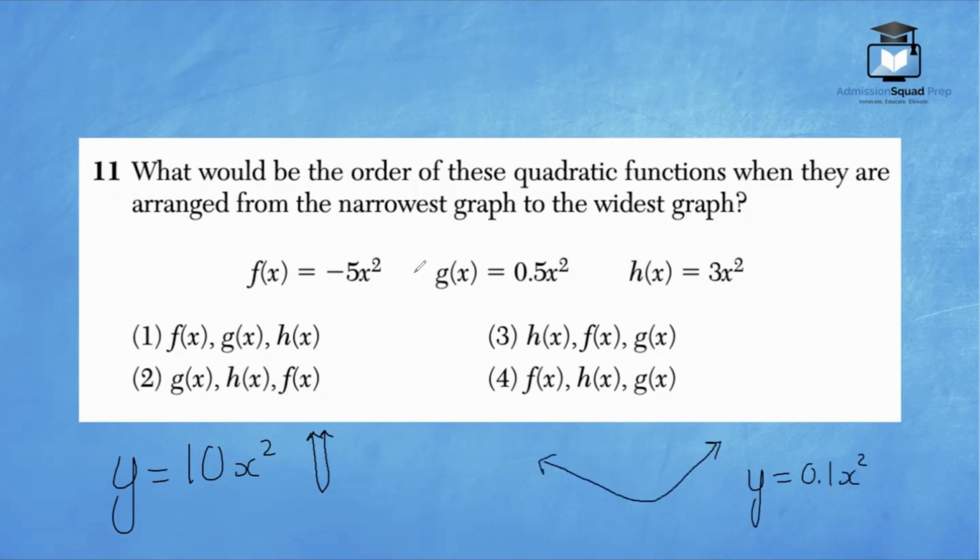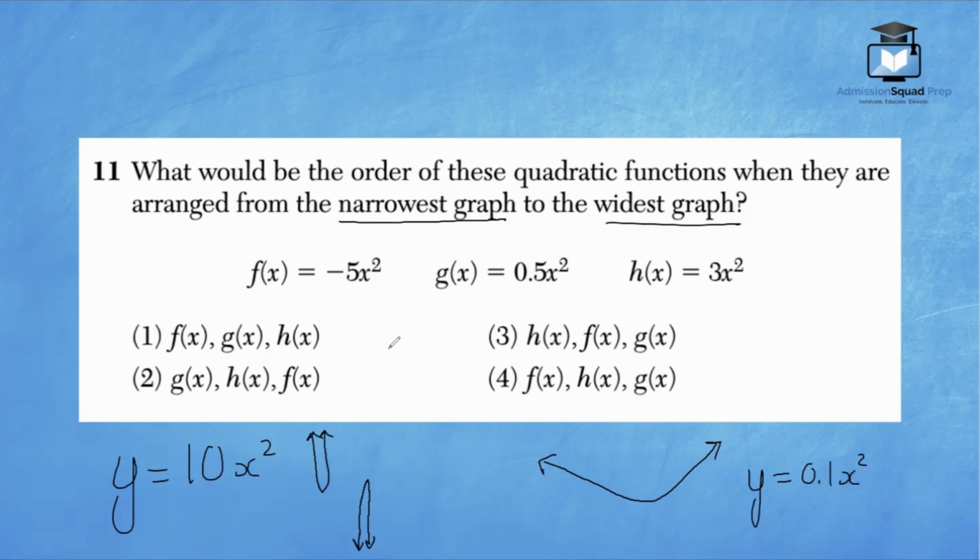So the question is asking us to go from narrowest to widest, which is actually -5. Now, I know you're probably like, isn't -5 less than 3? But we have to think about the absolute value, because even if it's going down, it's still very narrow. So we want to think about the absolute value of the coefficient. Whatever that number is, it must be the largest. So the narrowest here is going to be f of x.